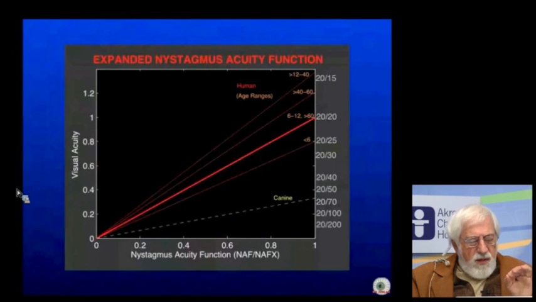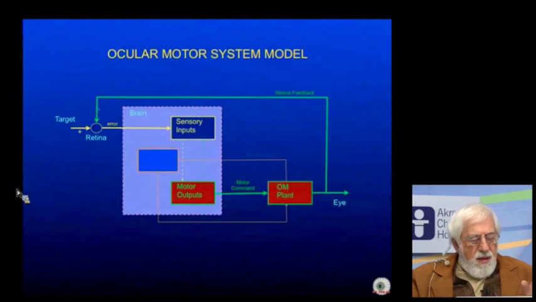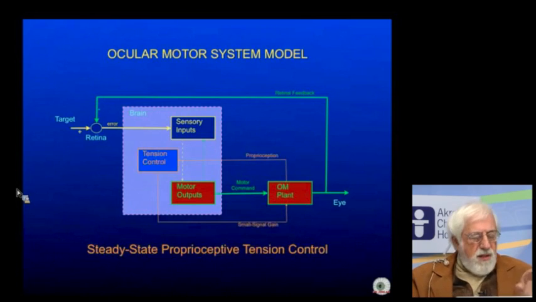The other thing we have to understand before we progress to therapy is that this is not a good picture of the oculomotor system, the classic models. What really is happening is there's proprioceptive feedback and a brainstem control of the gain of the oculomotor plant, and that feedback system is what you're going to affect by your surgery, not the main system.